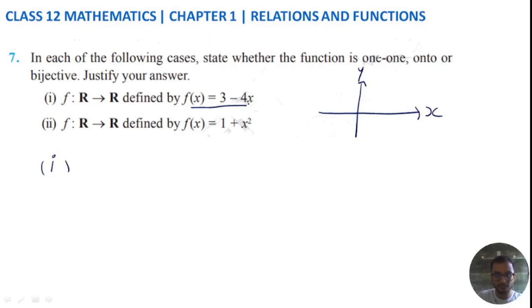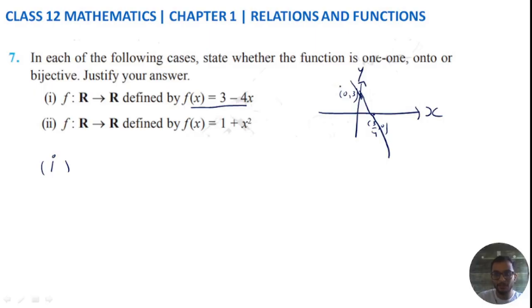So if I take x equals 0, y should be 3. That is (0, 3). And when I take y equals 0, x should be 3 by 4. Something like 3 by 4. Sorry for the bad drawing. So this is the graph of our function. Okay. So how will we say that the function is 1-1?